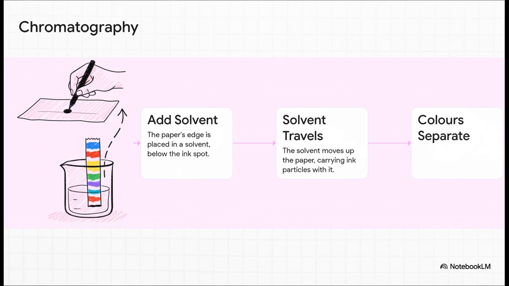But here's the trick. Some colors are more soluble or stick to the paper more than others, so they all travel at different speeds. It's basically a race up the paper, and the result reveals all the different colors that were hiding in that single spot of ink.